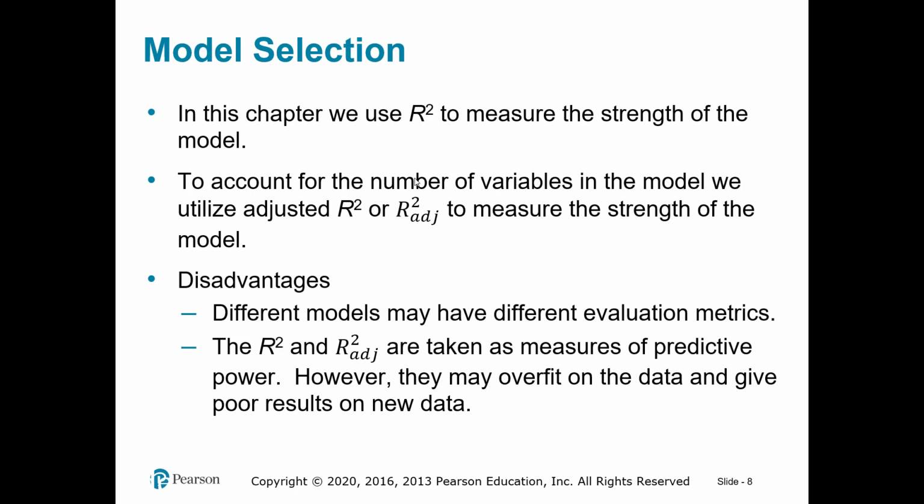Okay, so I'll talk a little bit about what we do in this chapter and some of the limitations of what we do in this chapter as to how regression is used in practice. In this chapter, we're basically using this R-squared measure, and R-squared is the amount of variation in the data accounted for in our model.